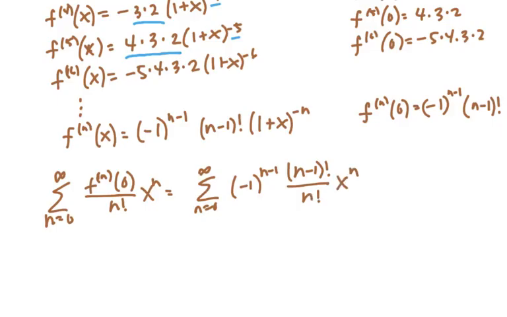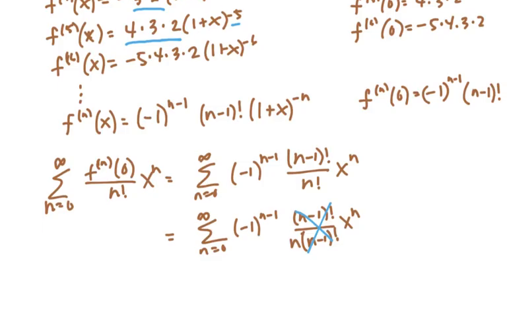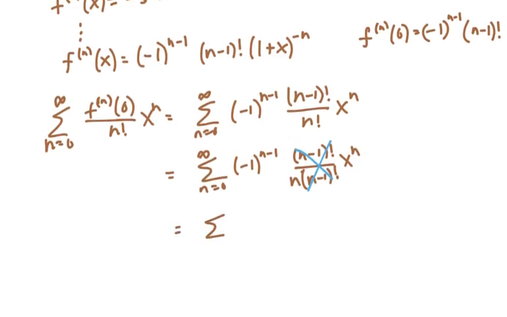Now, n minus 1 factorial, so we have negative 1 to the n minus 1. So this is n minus 1 factorial, but the denominator could be n times n minus 1 factorial. So these are going to cancel out right there. We have x to the n. So that means our series is the series from n equals 0 to infinity, negative 1 to the n minus 1, and then we have x to the n over n. And that's where that series comes from.